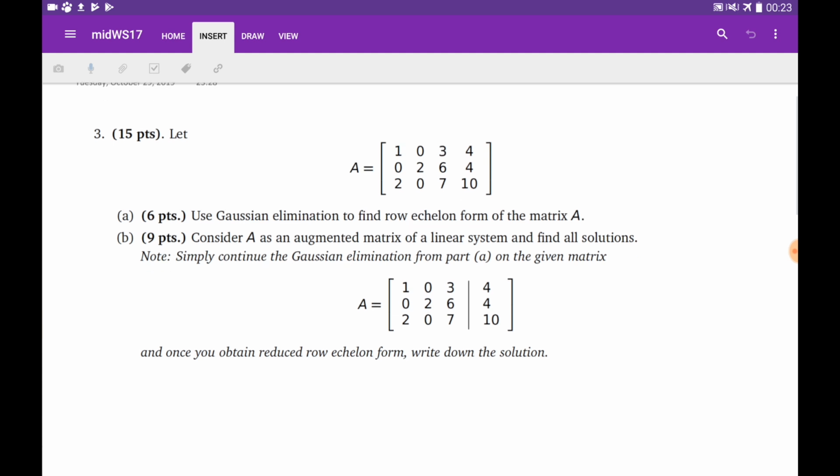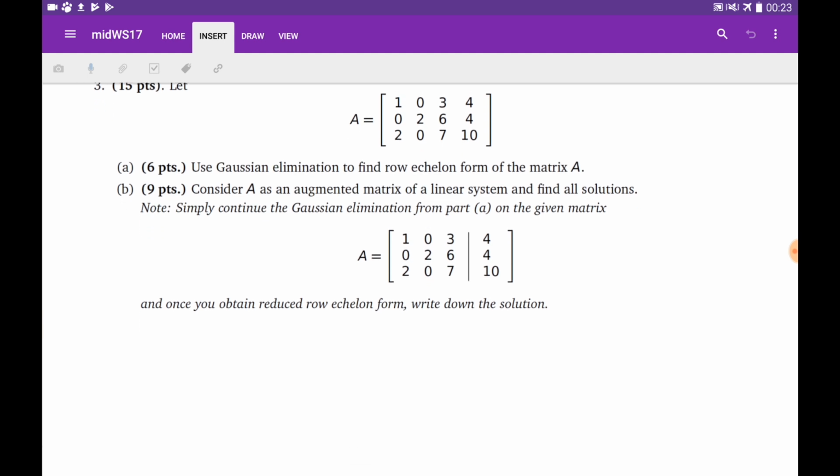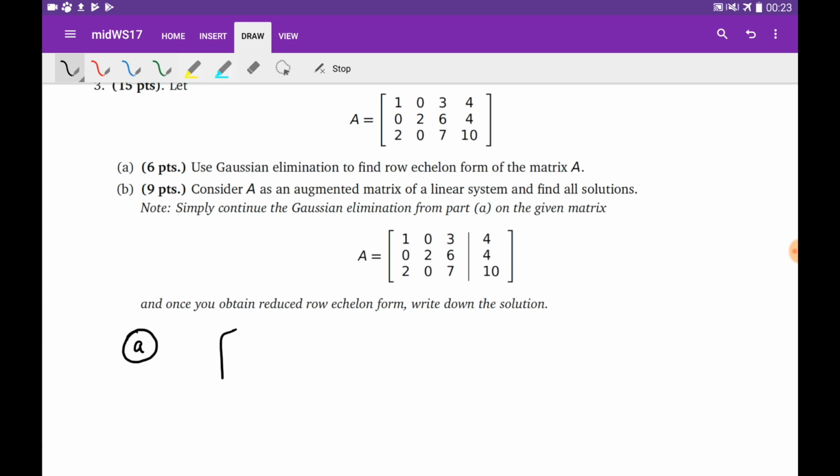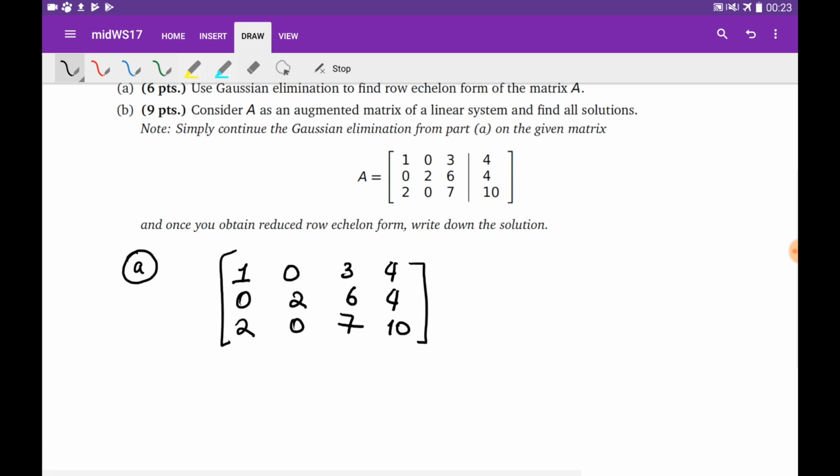The third problem of the second part is about finding the row echelon form of the matrix again. Let's say in the first part we need to find the reduced row echelon form of the matrix. So we can write 1, 0, 3, 4, 0, 2, 6, 4, 2, 0, 7, 10. Again, in order to bring this to the reduced row echelon form, which is the pivot, eliminate all the entries below this. So the first row multiplied by minus 2 plus row 3.